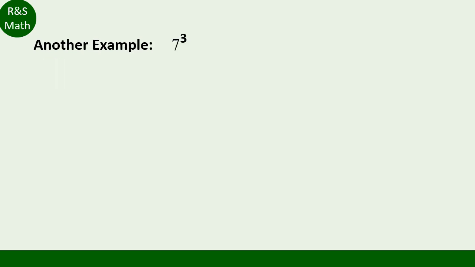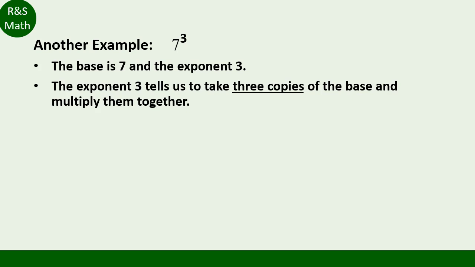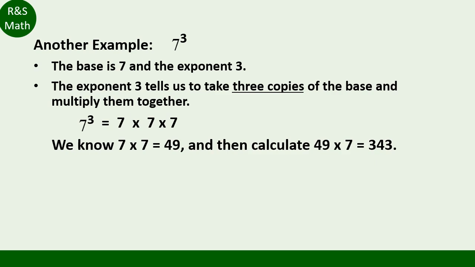Here's another example. 7 raised to the power 3, or 7 cubed. The base is 7 and the exponent is 3. The exponent 3 tells us to take 3 copies of the base and multiply them together. 7 to the third power equals 7 times 7 times 7. We know 7 times 7 equals 49, and then calculate 49 times the third 7, you get 343. So in the end, 7 to the power 3 equals 7 times 7 times 7, which is 49 times 7, which is 343. In this video, you've learned the meaning of the exponent 3.